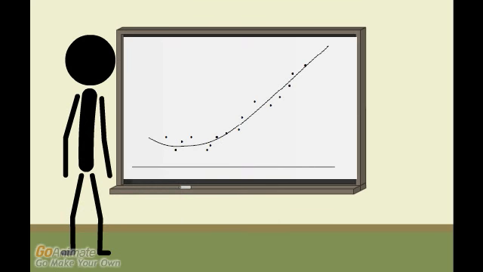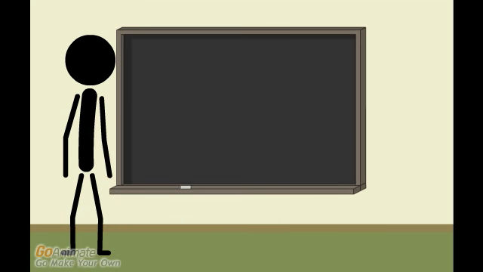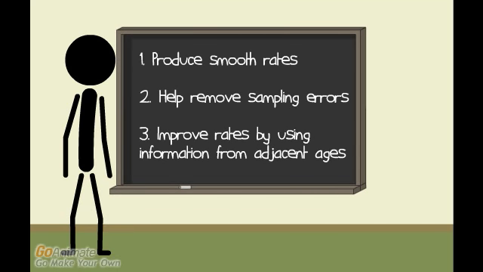The dots represent mortality rates, while the curve we fit to the data so that it is a smooth curve. So in summary, the aims of graduation are to produce smooth rates, to help remove sampling errors, and improve rates by using information from adjacent ages.